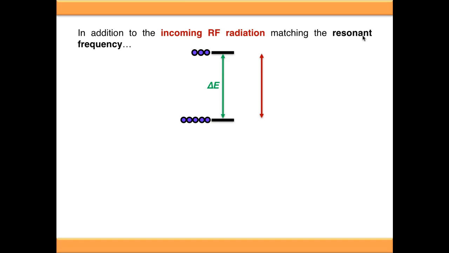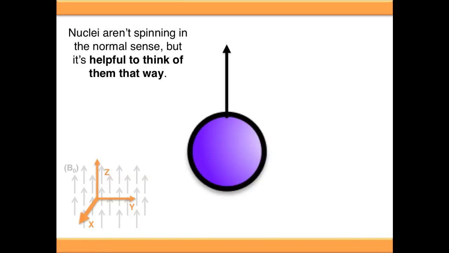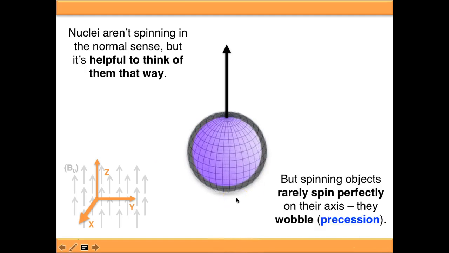So, in addition to our incoming RF radiation having to match the resonance frequency, there's also a requirement that the nucleus has to have an oscillating magnetic moment before it can absorb energy. So where does this oscillating magnetic moment arise from? Well, nuclei aren't spinning in the normal sense, but we often think of them that way because it's helpful. So if we look at this nucleus here, it's spinning on its axis like this. Spinning objects rarely spin perfectly on their axes, right? They wobble, and this is a process called precession.